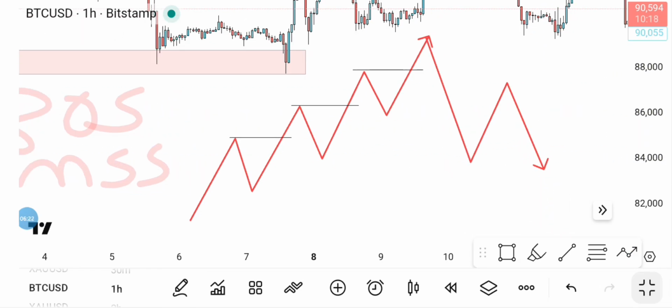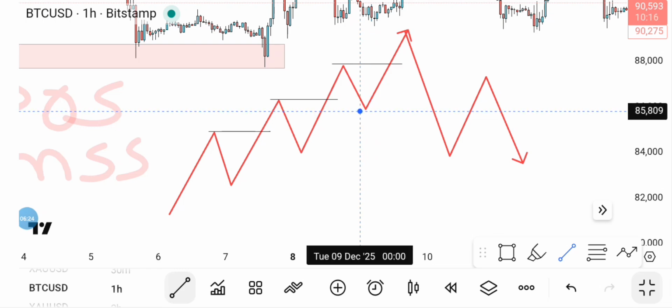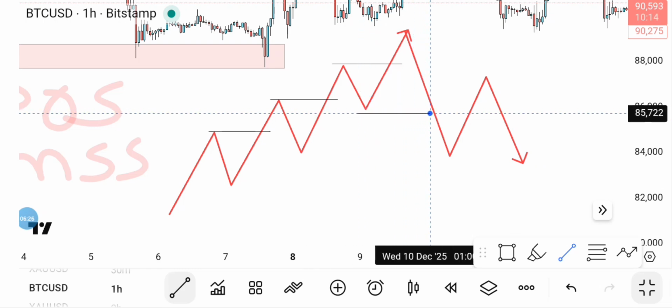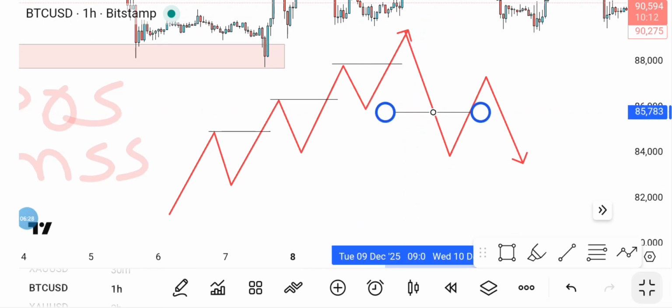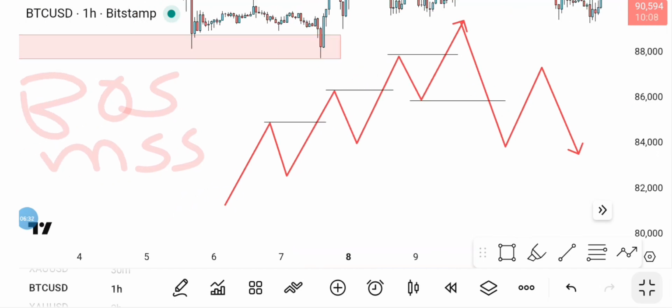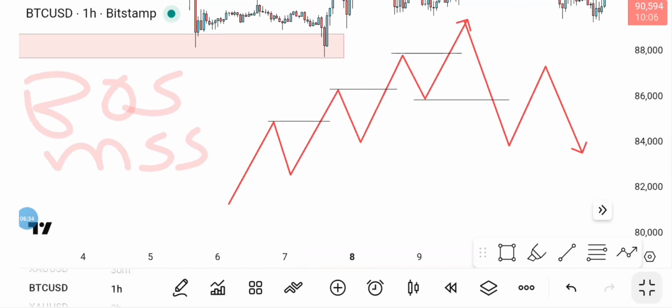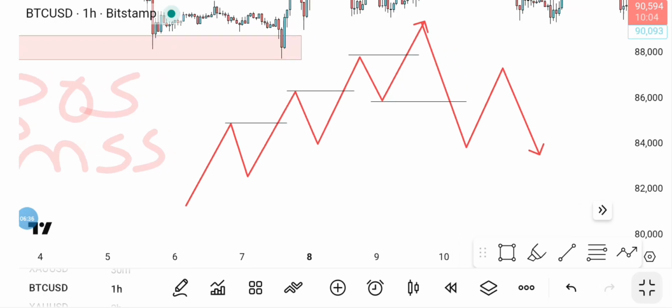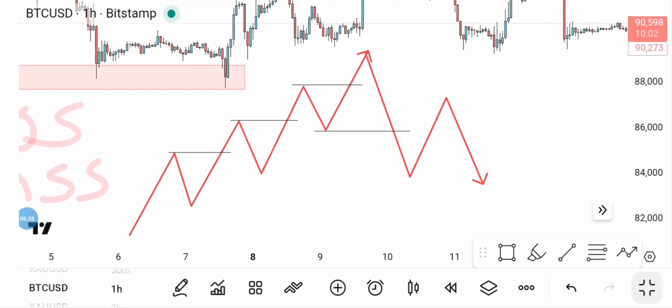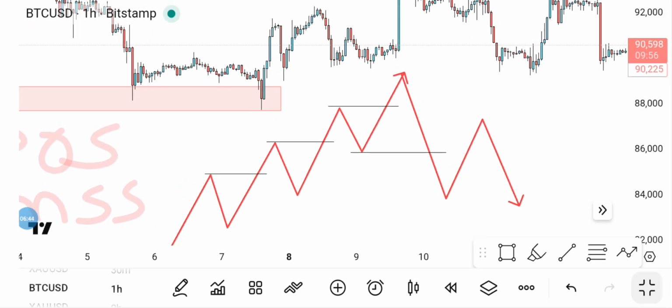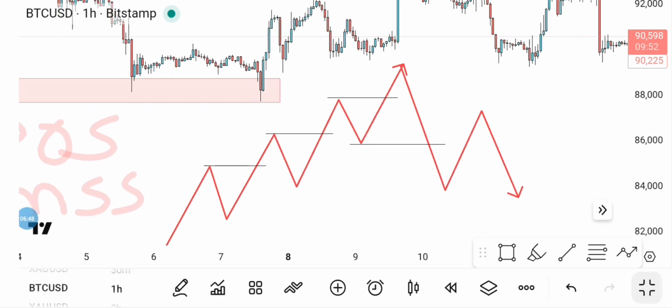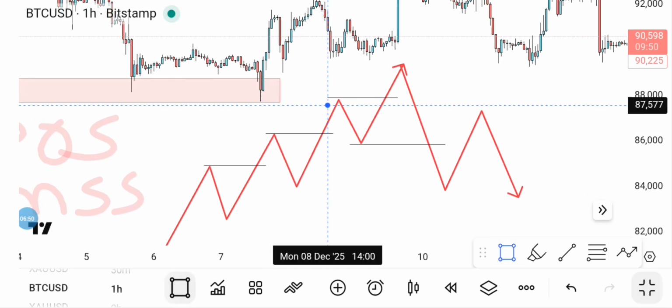Now we call these parts change of character, or we can call it shift in market structure or market structure shifts. That's why we have the MSS here. Now, we can say at this junction that the market has shifted structure, and this kind of market formation is called the breaker block.